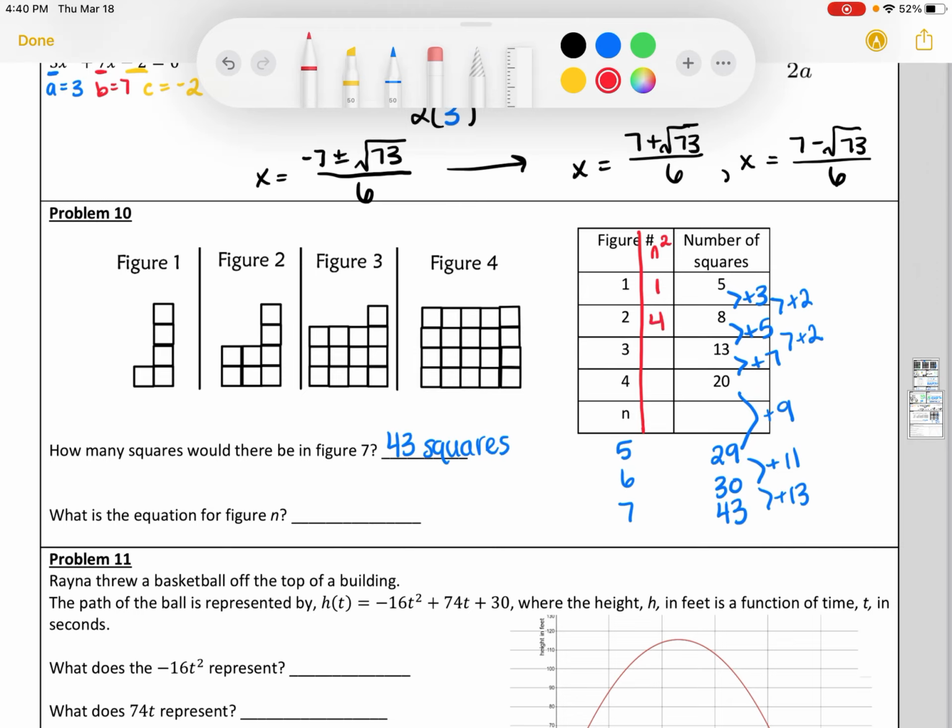So 1 times 1 gives me 1, 2 times 2 gives me 4, 3 times 3 gives me 9, 4 times 4 gives me 16. I'm just going to do those 4. I don't need to do the whole thing.